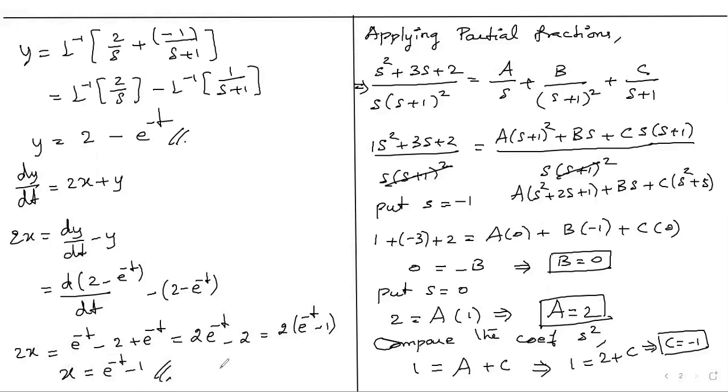So this is the corresponding solution. After this, finally, you have to write the solution commonly. So the solution is x equals e to the power negative t minus 1 and y equals 2 minus e to the power negative t.